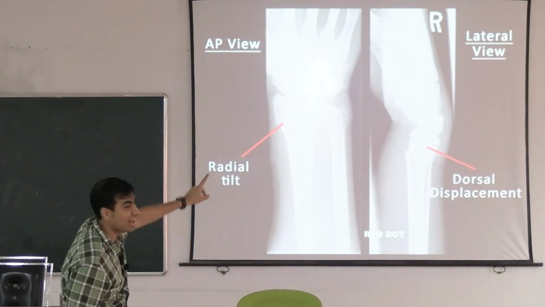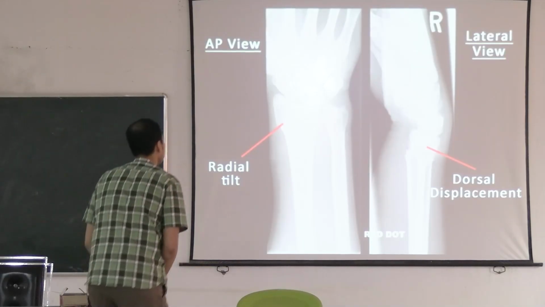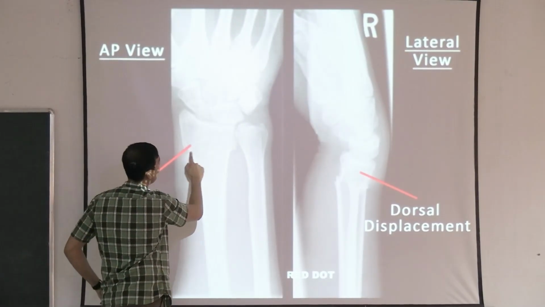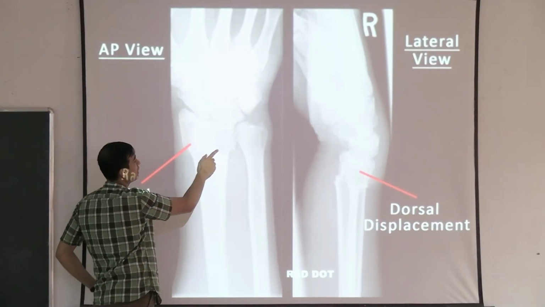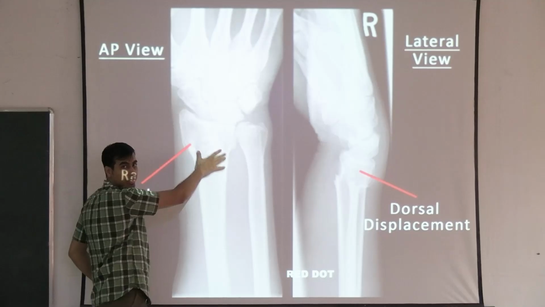Can you appreciate the fracture in the ulnar styloid? The ulnar styloid, there is a fracture, see. So this is the fracture in the ulnar styloid. This is the fracture line. This is an extra-articular fracture. See, there is no fracture line inside the joint. Whatever is there is outside the joint.